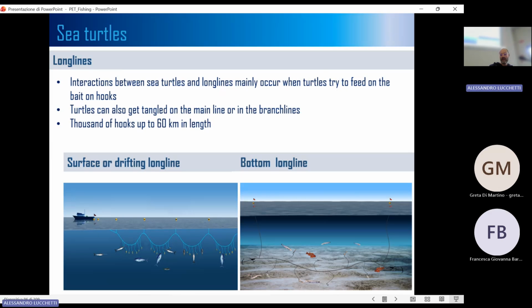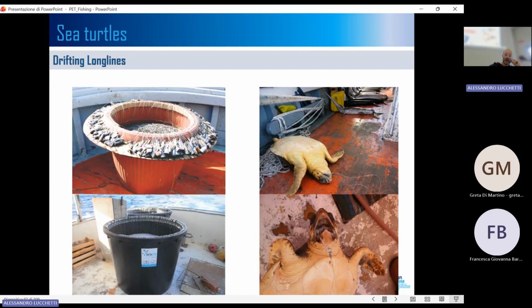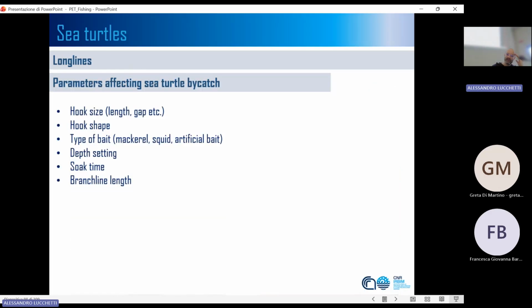The pelagic long line and the bottom long line, again, turtles are attracted by the bait, obviously, quite simple. And we found that several turtles can be caught in a long line. This is just a part of a long line. Sometimes they use several of these bags. Therefore, you can imagine 60 kilometers of hooks represent a big issue for turtles in the pelagic environment.